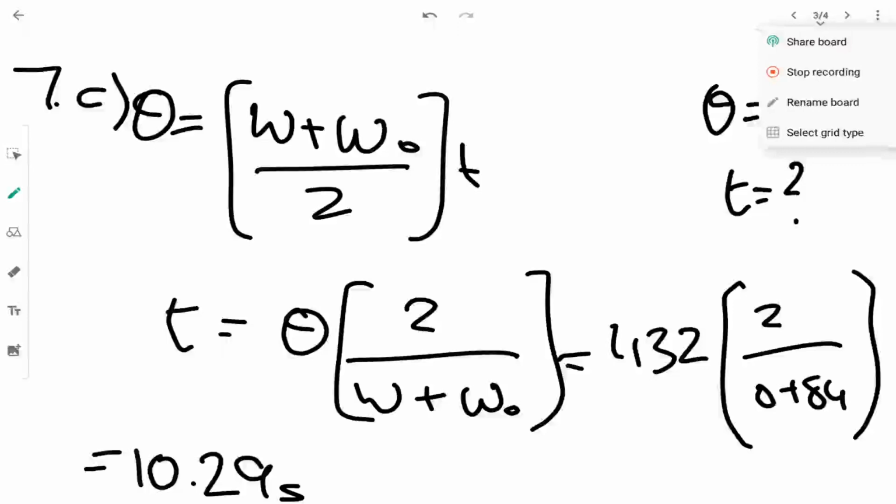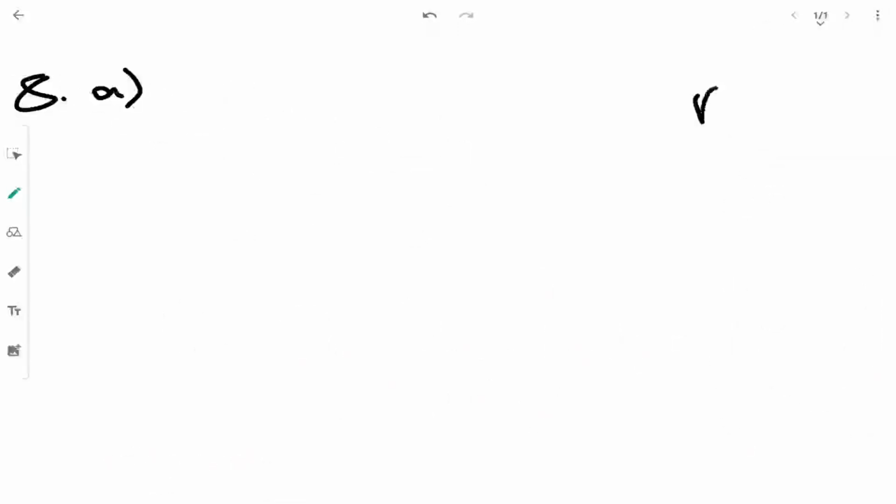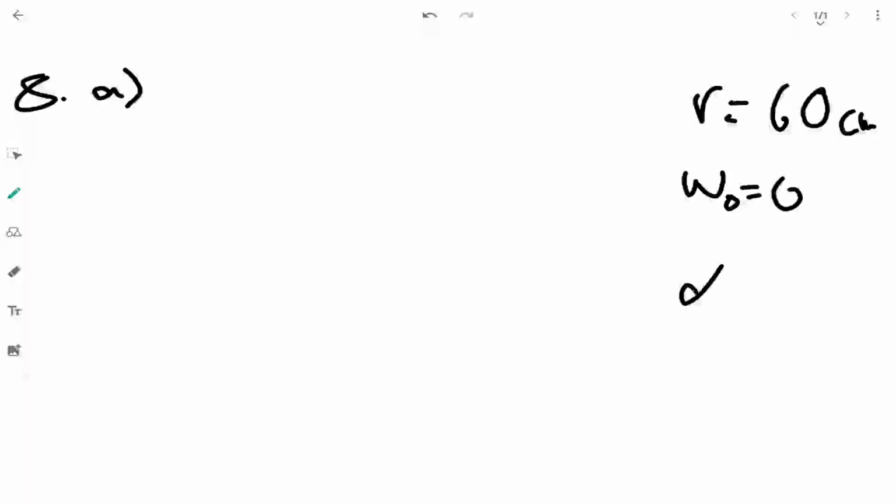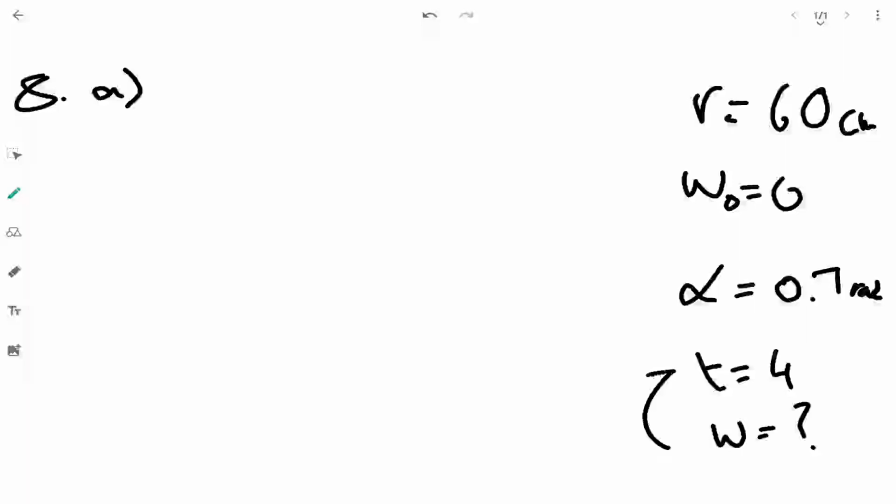So for number 8, you have a particle moving in a circle of radius 60 centimeters. Started from rest, which means the initial velocity is 0, with a uniform angular acceleration of 0.7 radians per second squared. They want you to calculate its angular velocity at t equals 4. I'm gonna give you a few seconds to answer the question and then I'm gonna come back.